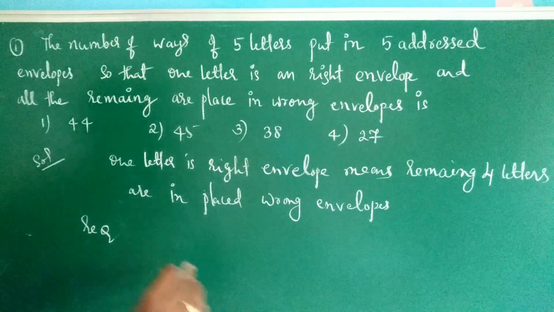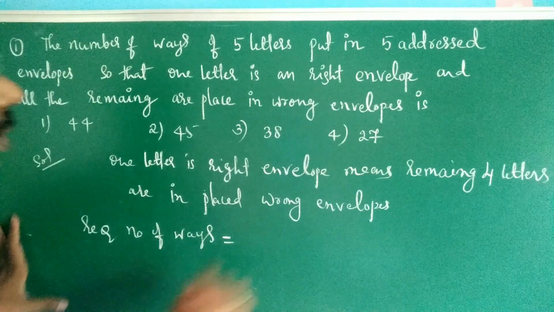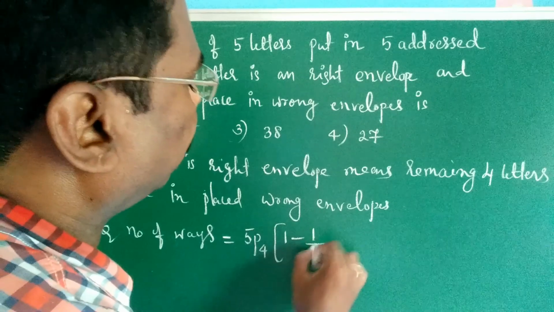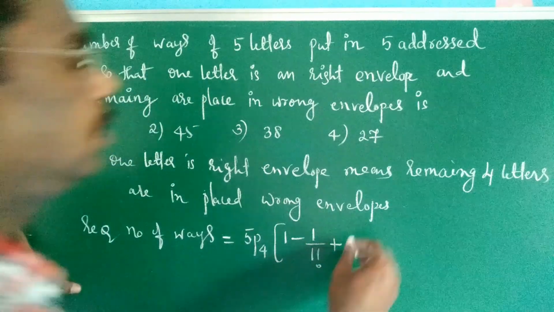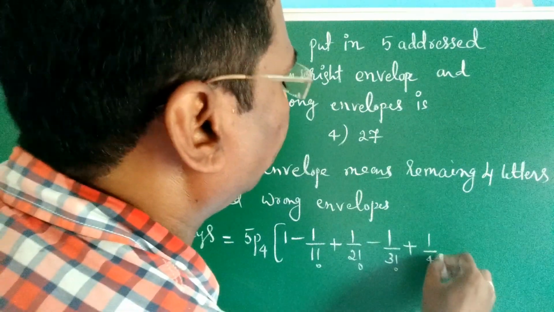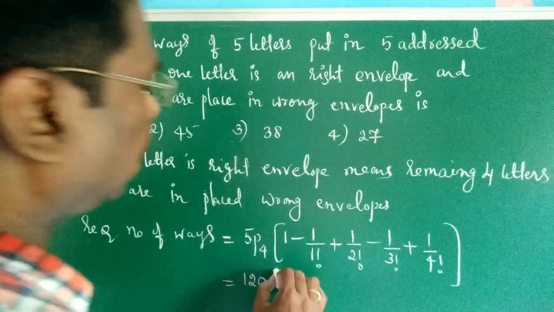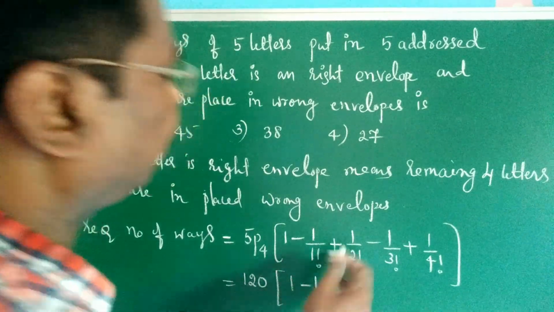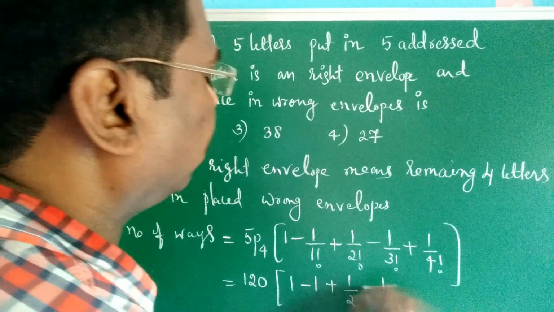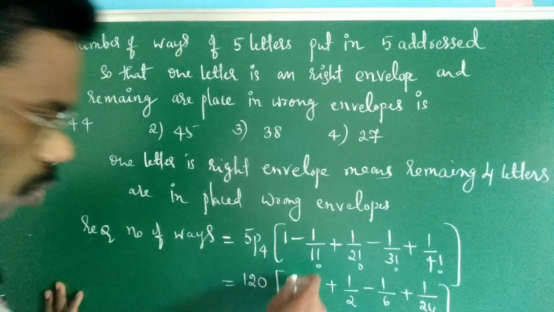Required number of ways is equal to, now using the formula, 5P4 into 1 minus 1 by 1 factorial, now here r value is 4, plus 1 by 2 factorial minus 1 by 3 factorial plus 1 by 4 factorial. Now 5P4 value is 120. Now 120 into 1 minus 1 by 1 factorial value 1, so 1 by 2 plus 1 by 6 minus 1 by 6 plus 1 by 24.